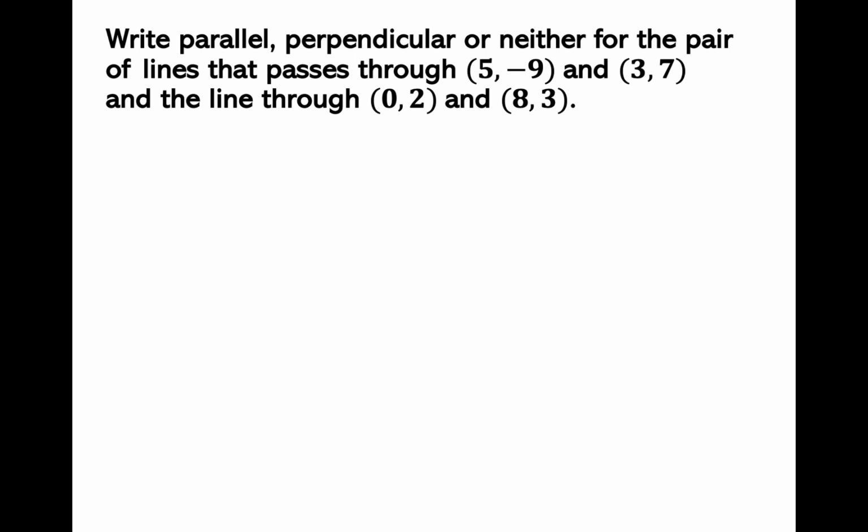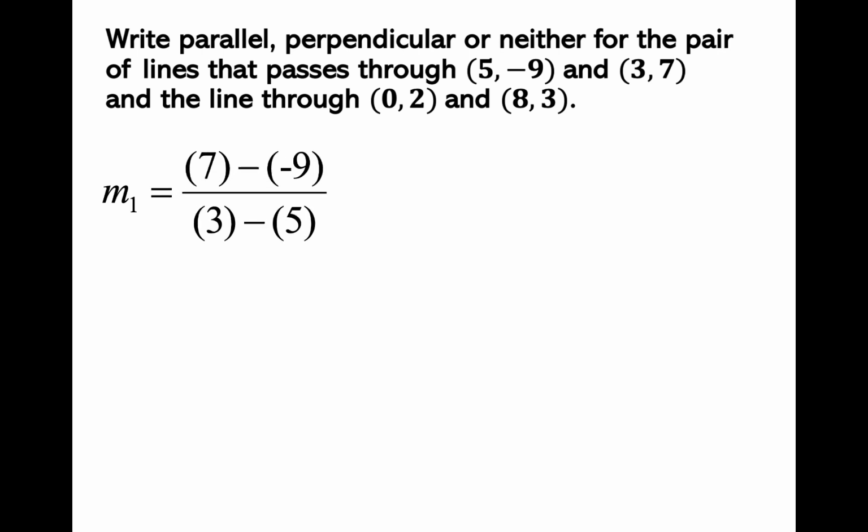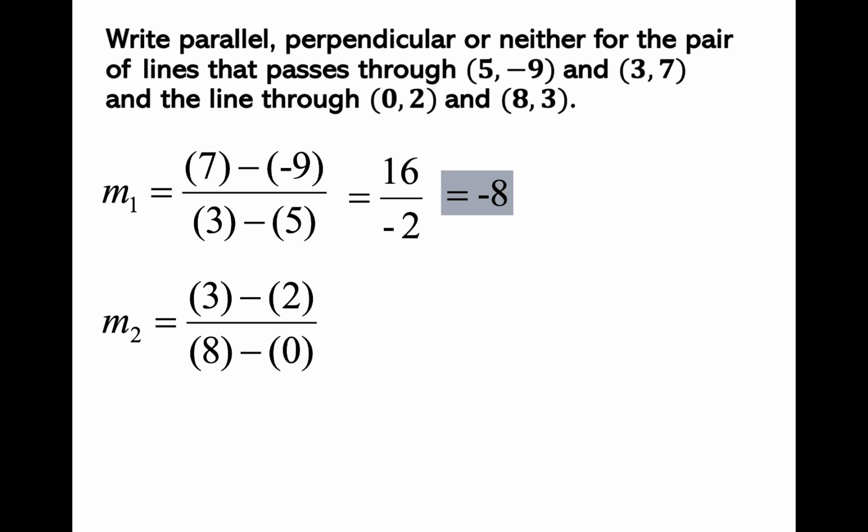Okay, try natin solve. Write parallel, perpendicular, or neither for the pair of lines that pass through 5, negative 9, and 3, 7, and the line through 0, 2, and 8, 3. So, unahin natin yung m1, slope 1. Substitute yung value ng y2 minus y1 over x2 minus x1. Makukuha natin yan 16 over negative 2. That is negative 8. Next, for slope 2, 3 minus 2, and then 8 minus 0. So, we have 1 over 8.